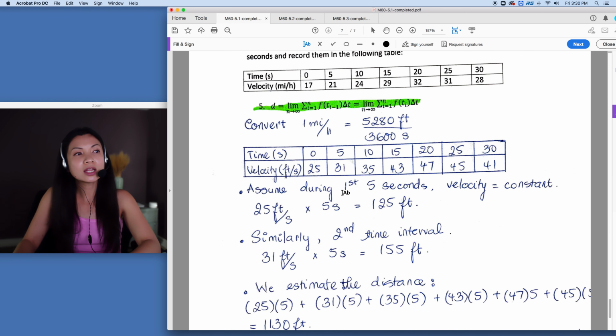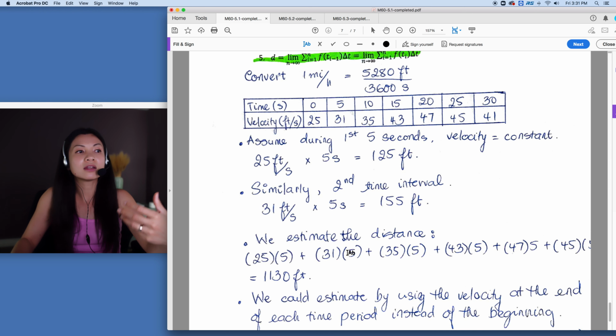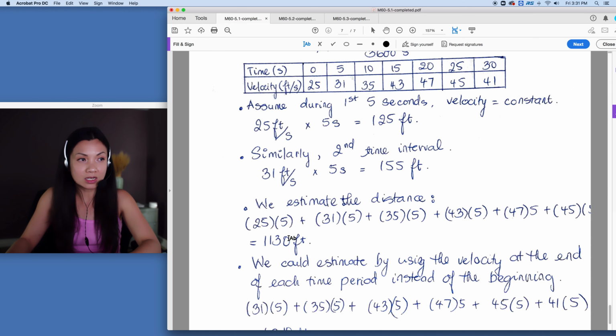Now, assume that during the first 5 seconds, the velocity is constant. Then I can simply take velocity times time, which equals 125. For the second time interval, same thing: I take the velocity times 5, which gives 155. And then we keep doing that for the whole thing so we can estimate the distance. The estimate is 1130 feet.